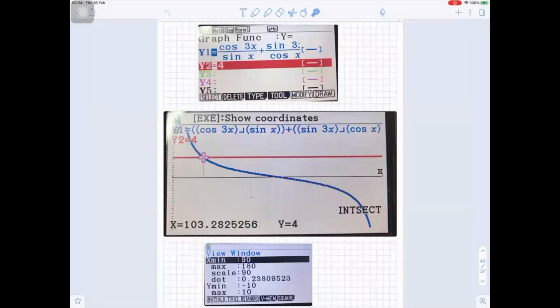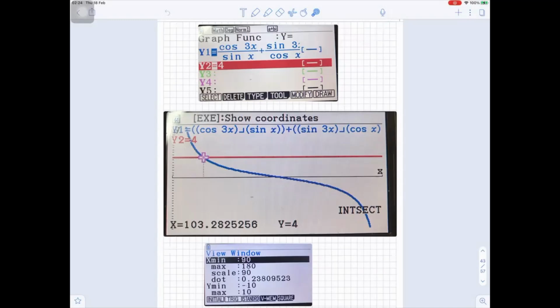Now, for those who use the graphics calculator, this is how you can check your answer. And sometimes when I mark the exams, some students use the graphics calculator and get the answer and write it down. They don't show the working. They wouldn't get full marks. You wouldn't get marks for it, but you need to show the working. But the graphics calculator is there to help you check your answer. So if you put that equation on the left-hand side, cos 3x over sine x plus sine 3x over cos x, that's the left-hand side, the y1.